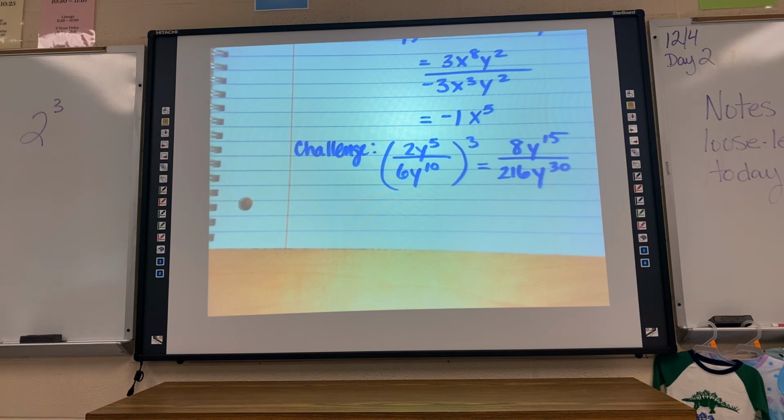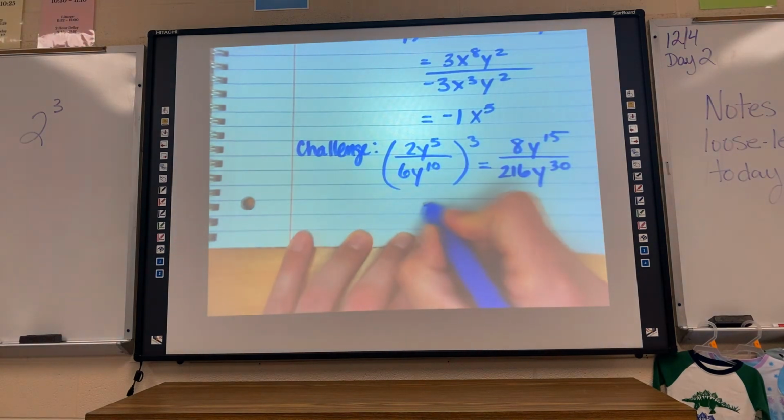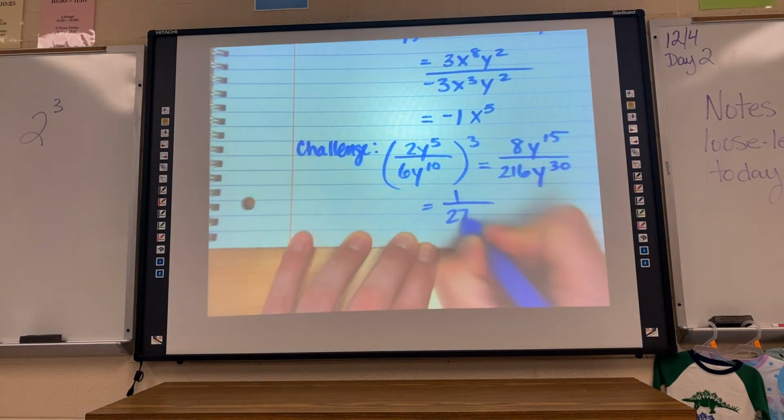So now, 8 divided by 216. I don't want to get a decimal here. If you have a fraction like this where the numerator is smaller than the denominator, just simplify it. What does that simplify to? 8 over 216. 1 over 27. That's what that simplifies to.